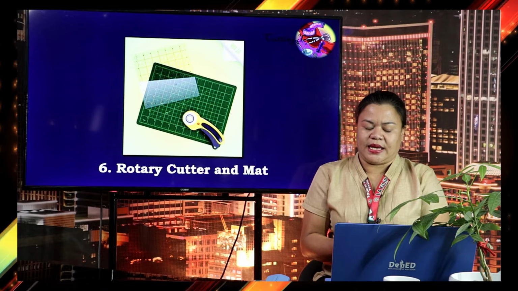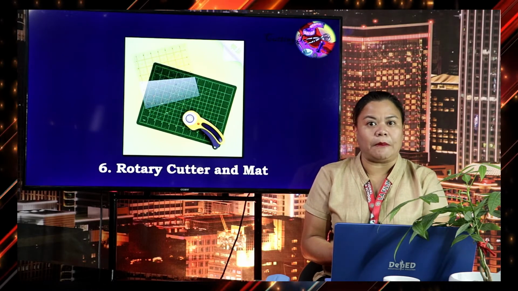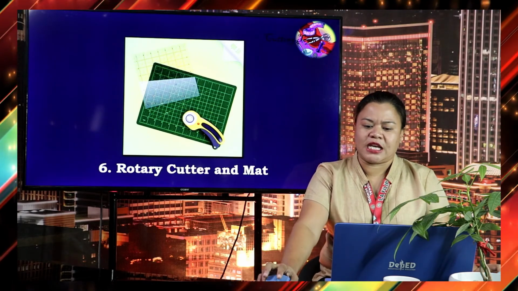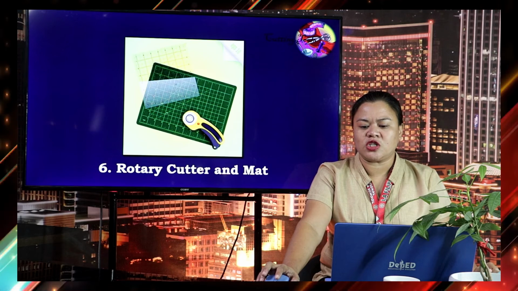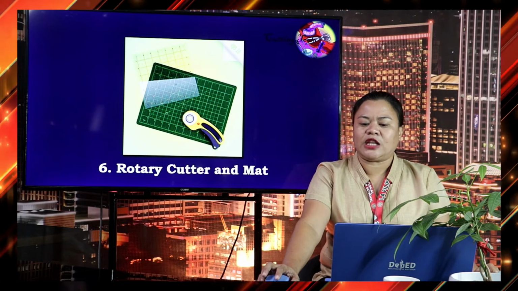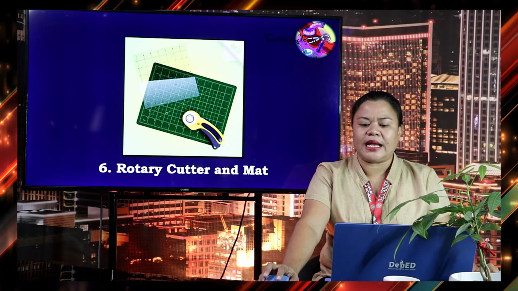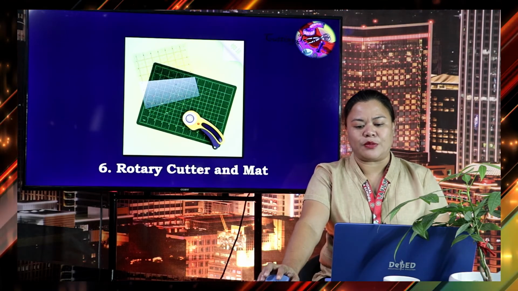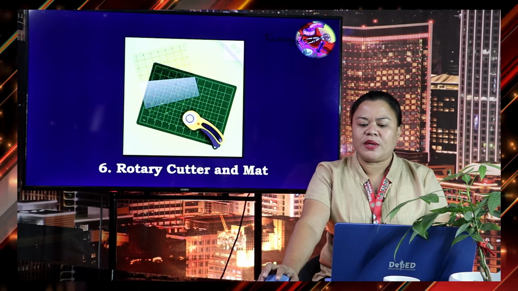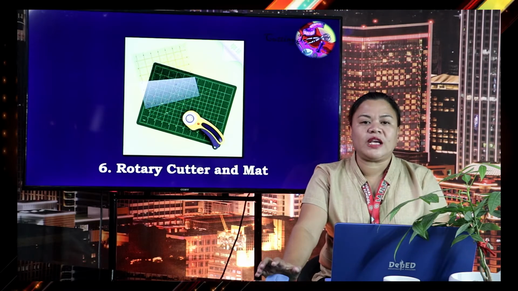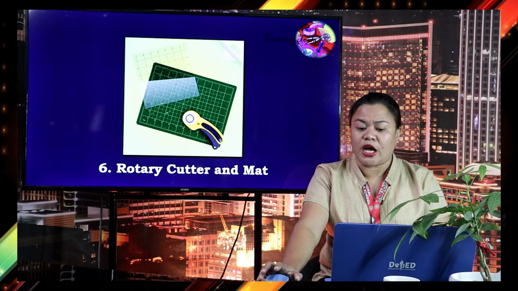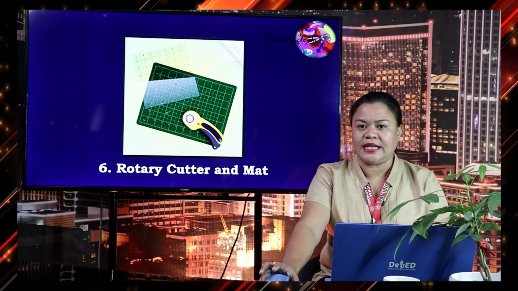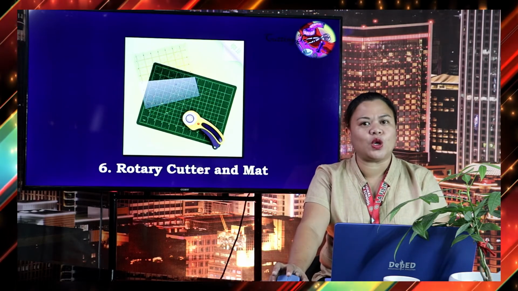Last cutting tool is the rotary cutter and mat. This is just an adaptation of a giant rotary cutter used by the garment industry. It works like a pizza cutter and can be used by left or right-handed sewers. When cutting with a rotary cutter, always work on the cutting mat to protect the blade and of course the cutting surface.